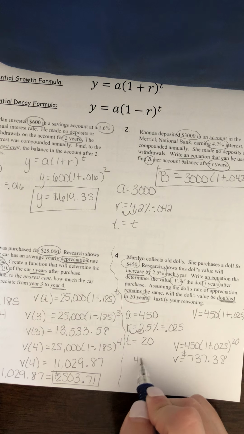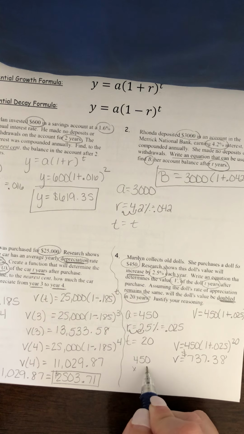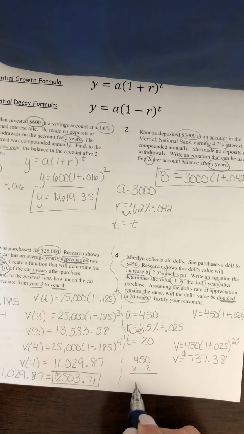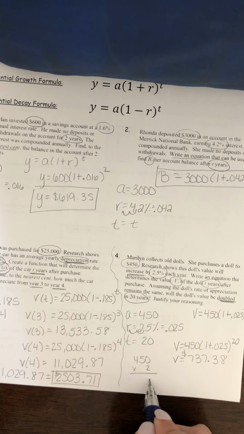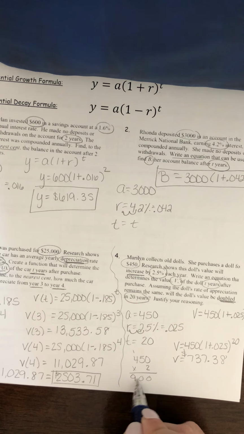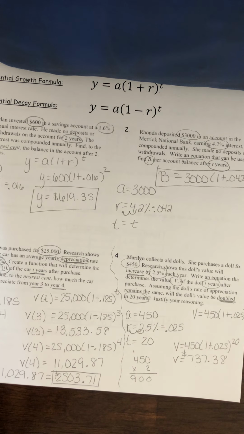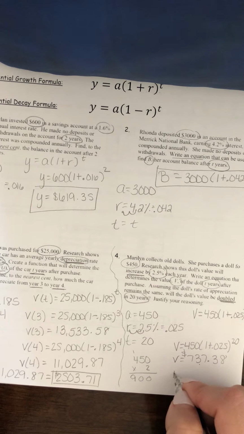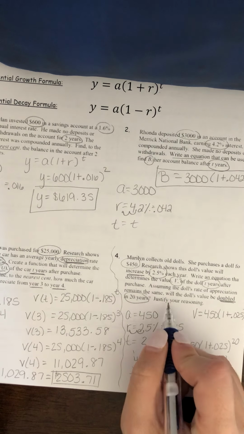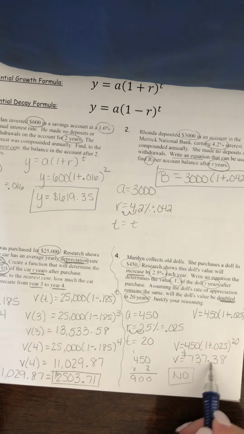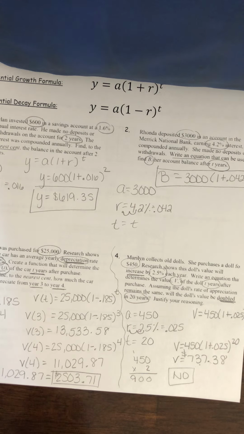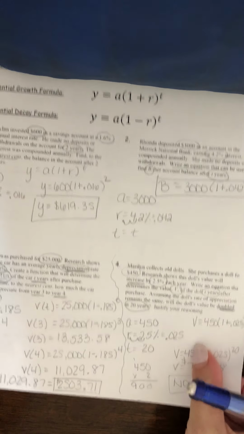What would the value of the doll have to be for it to double in 20 years? Well, if the initial amount was 450 times 2 for it to double, it would have to be 0, 10, 4 times 2 is 8, plus 1 is 9. It would need to be $900. Did the doll's value double? And we can say no. And justifying your reasoning is this work right here. Let's look at some multiple choice problems.